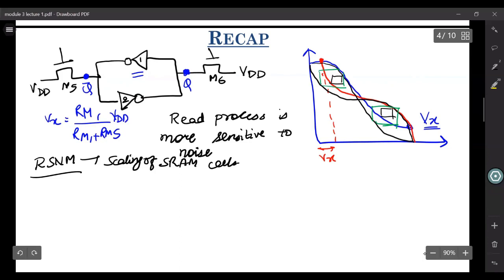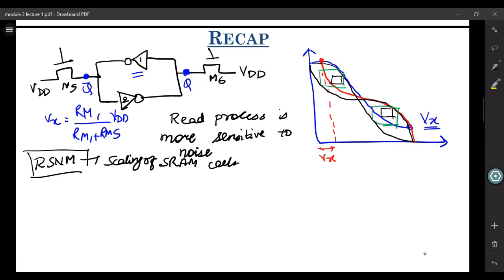Why so? Because as you reduce your VDD, your RSNM is also reducing. So once your RSNM reduces, the margin that you get to play with the noise, or the ratio of your noise to signal, or the ratio of your VM, that is the maximum noise that your SRAM can tolerate during the read process, as compared to the VDD, increases a lot. Or in other words, the signal to noise ratio reduces a lot. And because of that, scaling becomes a problem, apart from the static leakage that I was discussing from day 1.